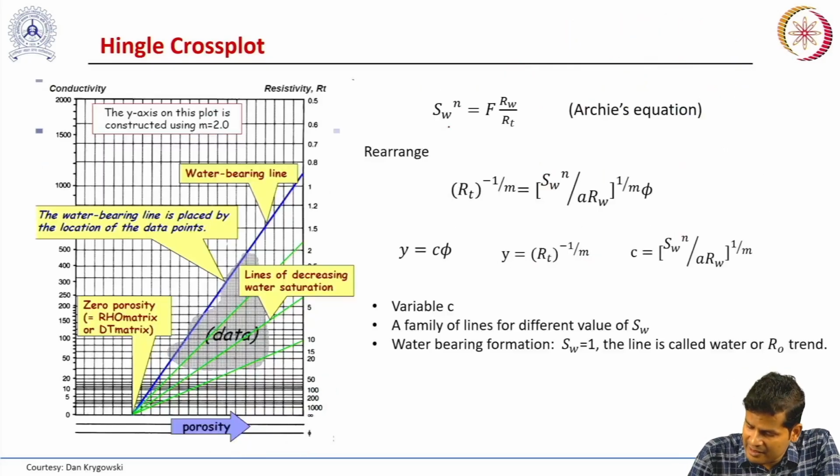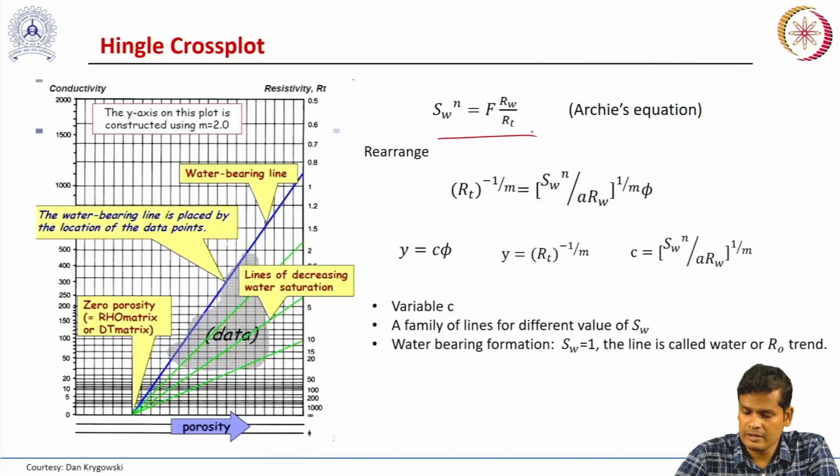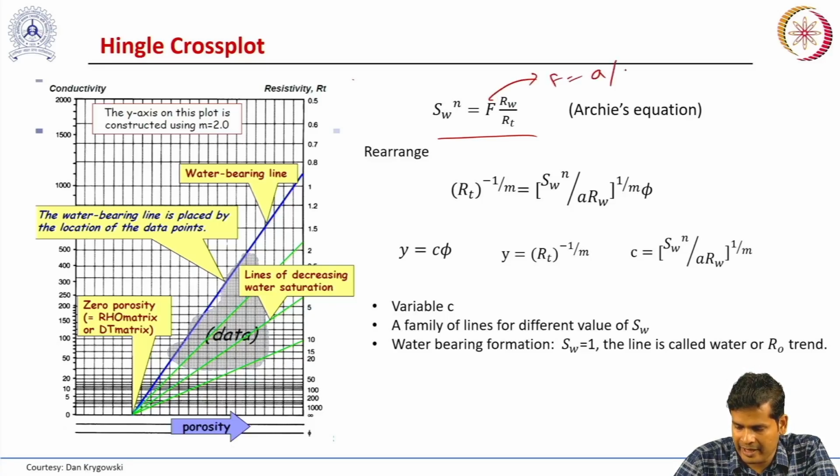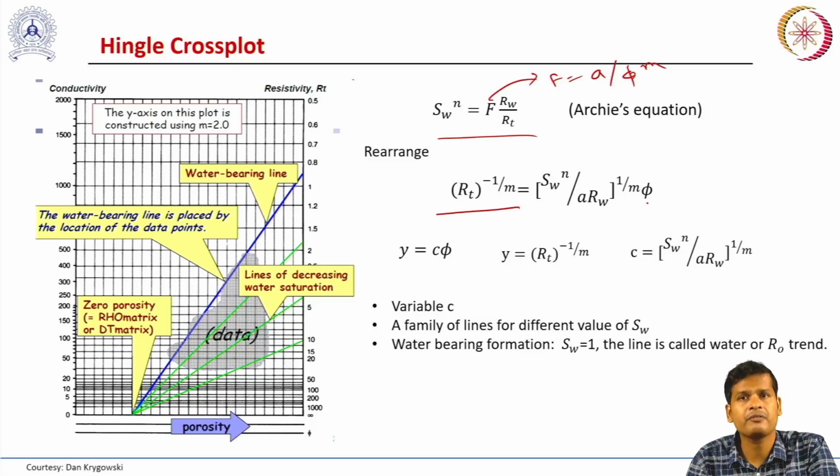So this is our Archie equation. We know that Sw raised to power n is equal to Ro by Rt, or Ro can be written as F into Rw. So I can put F as a divided by phi raised to power m in this equation, and if I rearrange, I can write that Rt raised to power minus 1 by m should be equal to Sw raised to power n divided by a Rw whole raised to power 1 by m, into phi.